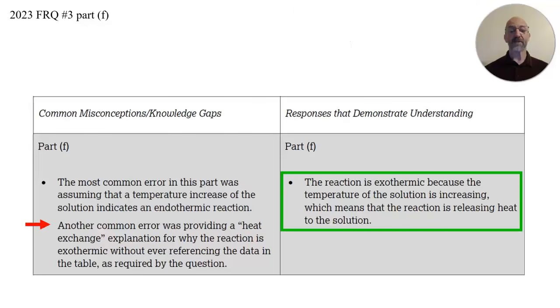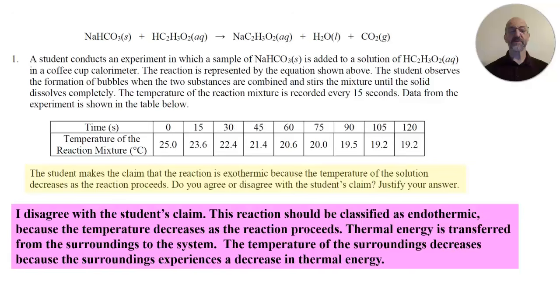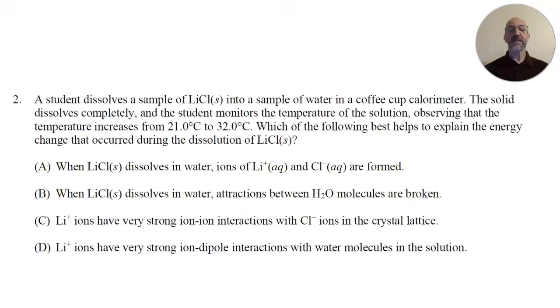All right, now back to question 1 of this packet. Again, we disagree with the student's claim. The temperature during this reaction between sodium bicarbonate and acetic acid should be classified as endothermic because, as we can see in the data table, the temperature decreases as the reaction proceeds. Now, let's take a look at question 2 in this packet. And we can see in question 2 that this also involves a temperature change.